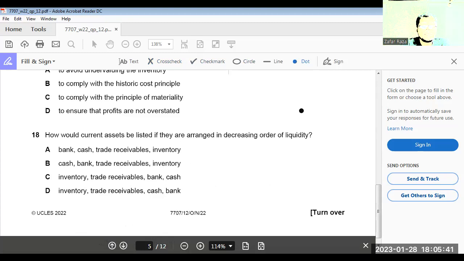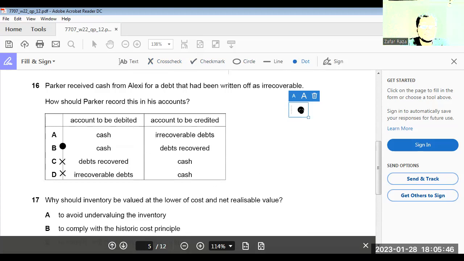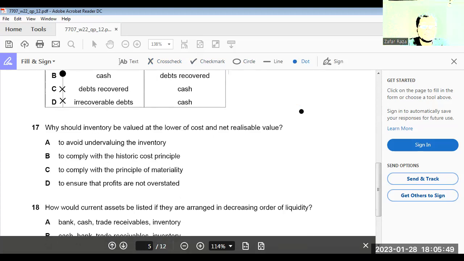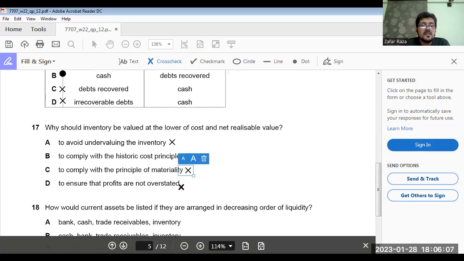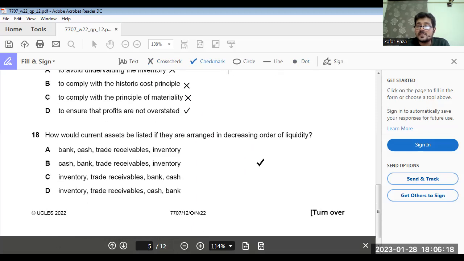Now 17. Why should inventory be valued at the lower of cost and NRV? To avoid undervaluing the inventory? To comply with the historical cost principle? No. No. No. Yes. To ensure profits are not overstated. Because inventory has great impact on cost and expenses and gross profit.